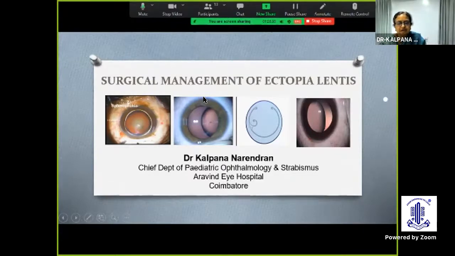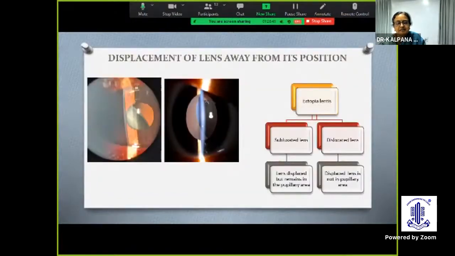So I'll be talking about a special situation, ectopia lentis. Though it's not a very common condition that we see in day-to-day practice, we do come across these types of lenses in children who come to us. So what exactly is ectopia lentis? It is the displacement of the lens away from its position.